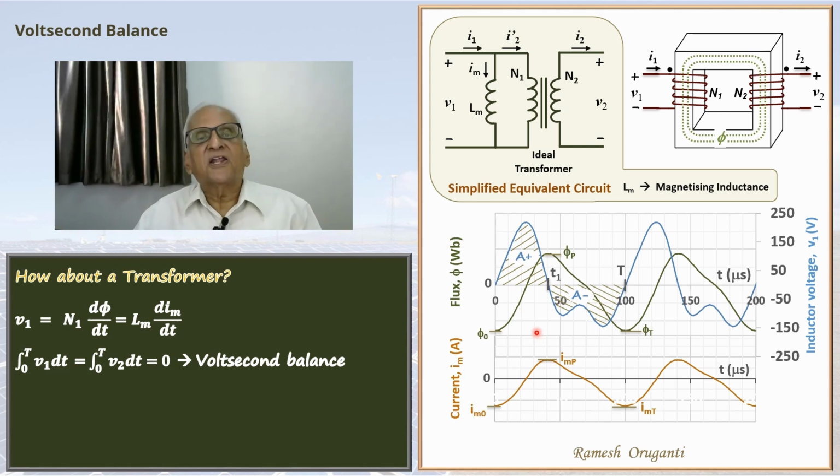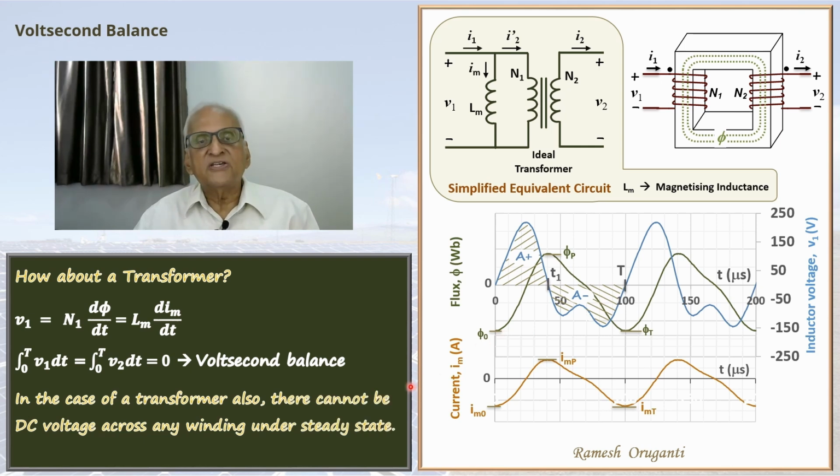Lastly, there cannot be a DC voltage across any of the windings of the transformer. If there is, the average current will keep building up and the core flux will keep building up until it goes to saturation.